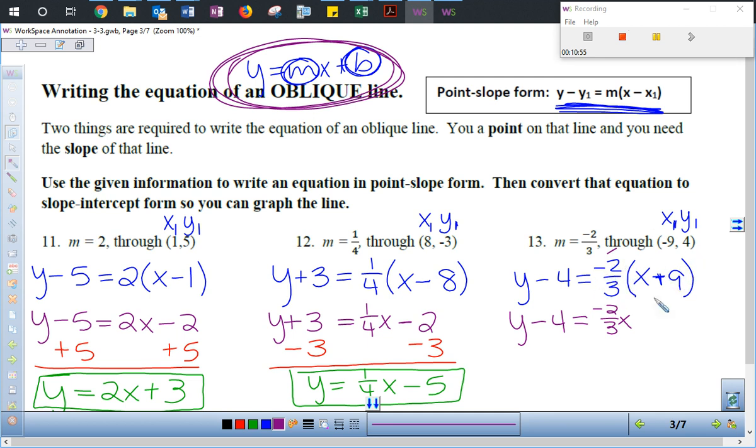Then I'm going to take this negative 2/3 times a positive 9. So a negative times a positive is a negative. And then 2/3 times 9, I'm going to start with this denominator here of 3. 3 goes into 9 3 times. And then 3 times 2 is 6. So 2/3 times 9 is 6. Next, to solve, we're going to add 4 to each side. And I'm going to be left with y equals negative 2/3 x minus 2.